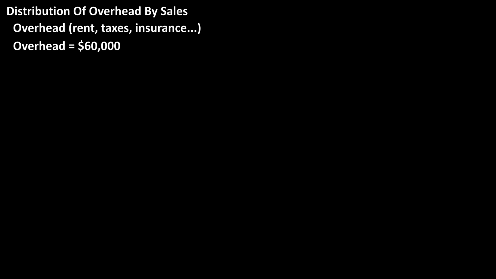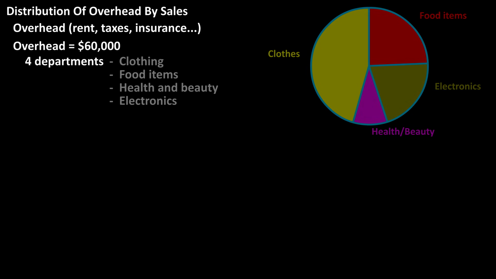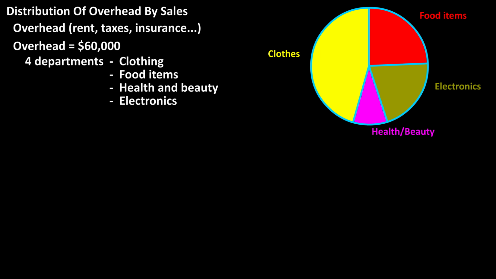Companies must distribute their overhead expenses, such as rent, taxes, and insurance, to various departments in the company. One of the methods to do this is the distribution of overhead by sales. As a very basic example, let's say that a store has overhead expenses of $60,000, and the store has 4 departments: clothing, food items, health and beauty, and electronics.